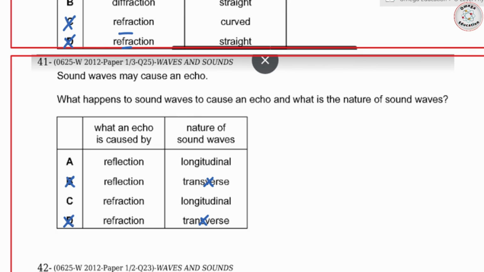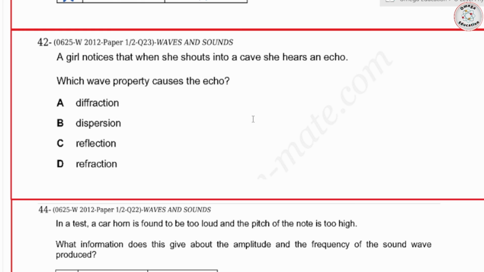And the process of echo is produced due to multiple sound waves being heard. So that is by the process of reflection. So here we have the next one. A girl notices that when she shouts into a cave, she hears an echo. Which wave property causes an echo? Once again, the repetition of the same concept. So this has to be reflection.